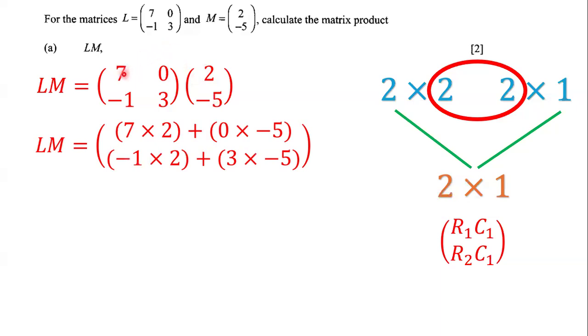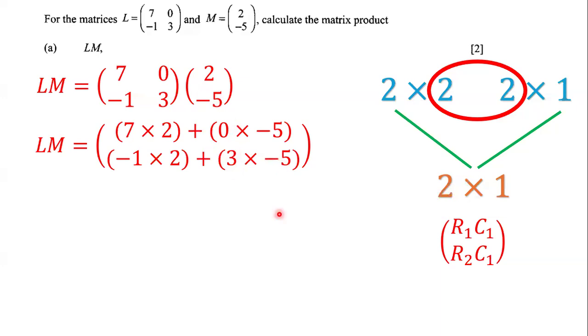So we have 2 times 7, which is 7 times 2. And then we have to do 0 times -5. Next, we have to do row 2, column 1. So you have -1 times 2, which we have here. We have 3 multiplied by -5.